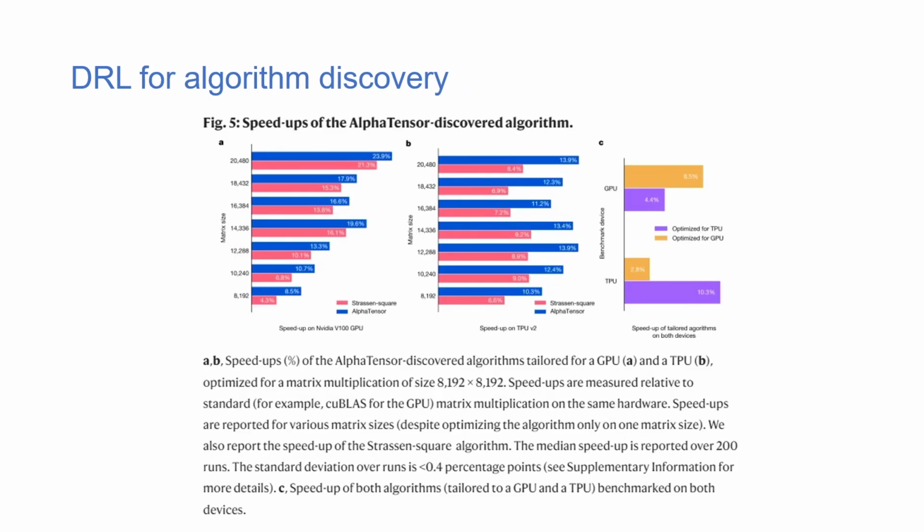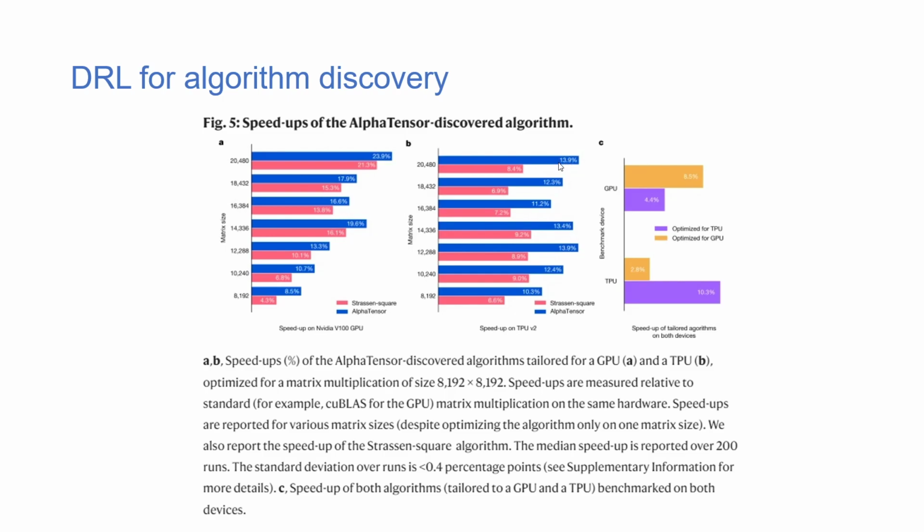And you can see the performance difference in these numbers. On the left is the GPU, and on the right is the TPU. And the speedup is relative to the corresponding optimal algorithm. For the case of the GPU, it is the CUDA BLAS. And so basically you can see that Strassen has a big speedup, but the AlphaTensor one has an even bigger speedup.